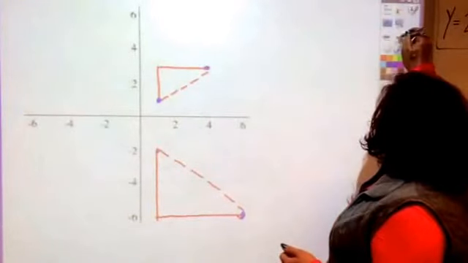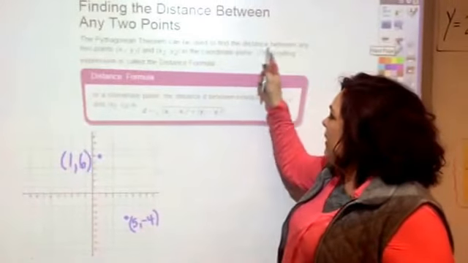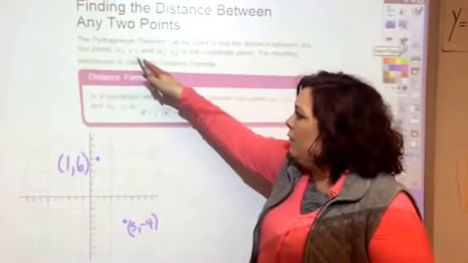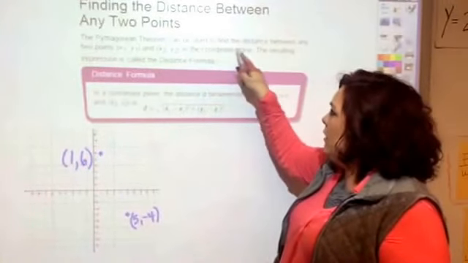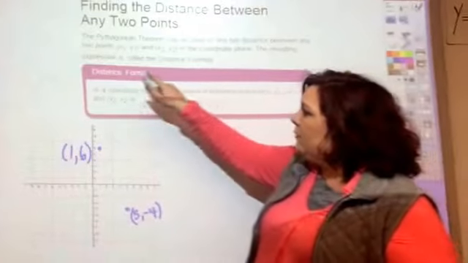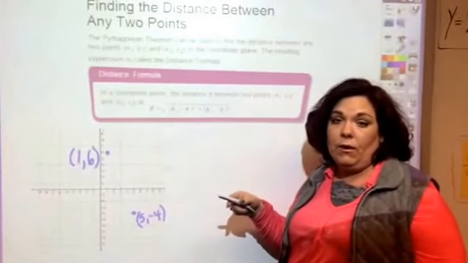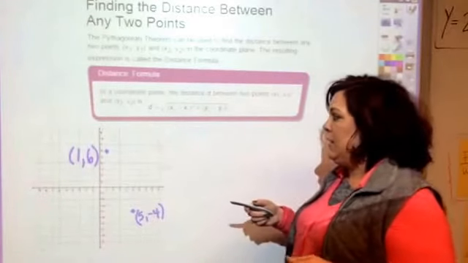Now, there's a little bit faster way to do this. The Pythagorean theorem can be used to find the distance between any 2 points, x1, y1 and x2, y2, in the coordinate plane. The resulting expression is called the distance formula. So I actually put it into a formula so you don't have to worry about what am I using.